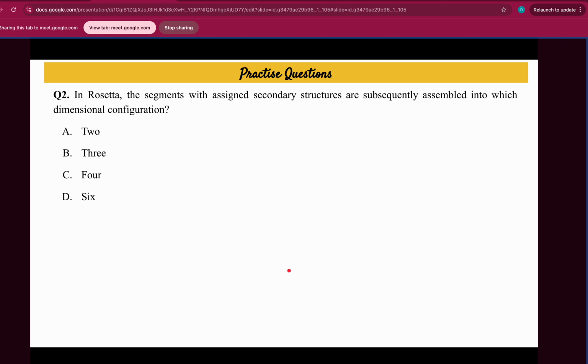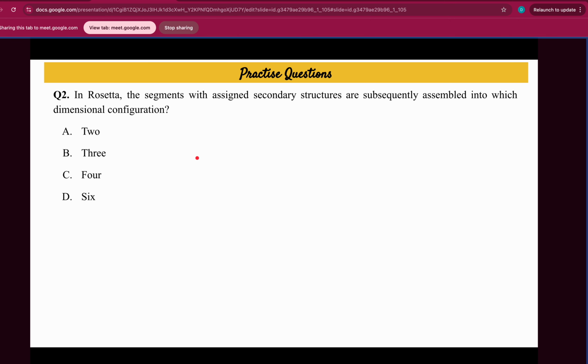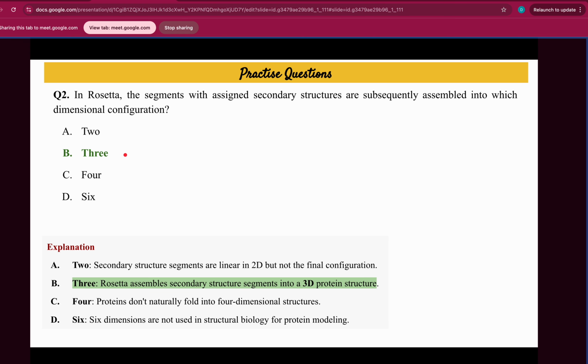Next question is, in Rosetta, the segments with assigned secondary structures are subsequently assembled into which dimensional configuration? Option A is 2, option B is 3, option C is 4, and option D is 6. Which option? B or D? So the right answer is option B, that in Rosetta you assemble the secondary structure segments into a 3D protein structure.